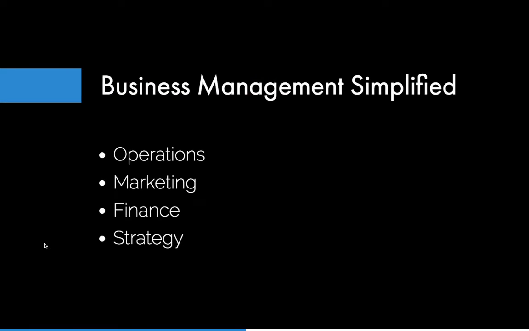And then let's go into the business management. Let's try to simplify business management in a few slides. The basic functions of a business are three, which are operations, marketing, and finance, and strategy is about using the three factors in achieving your long-term goals, your vision for the business.